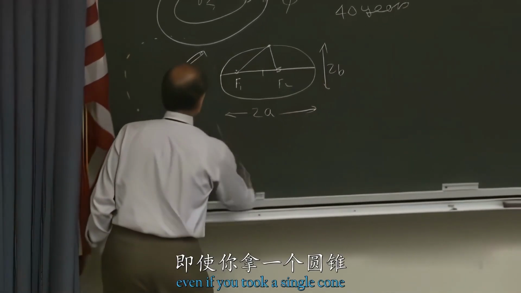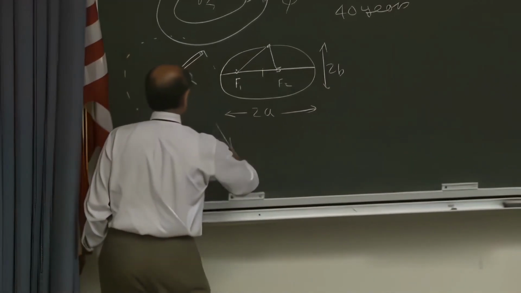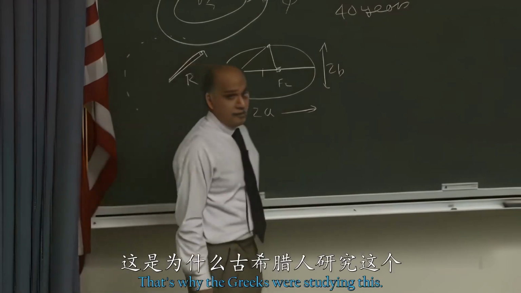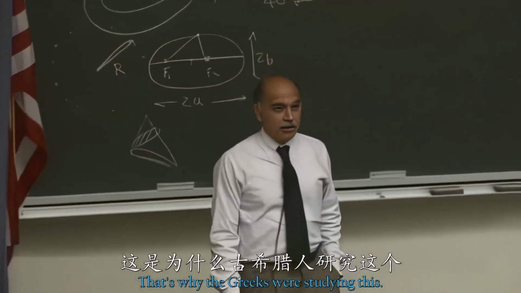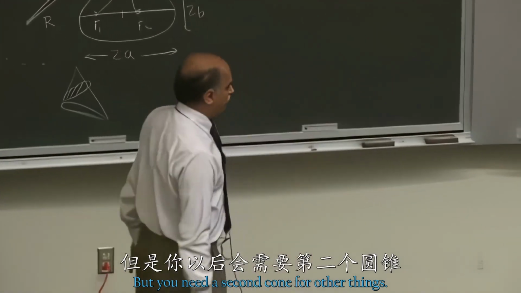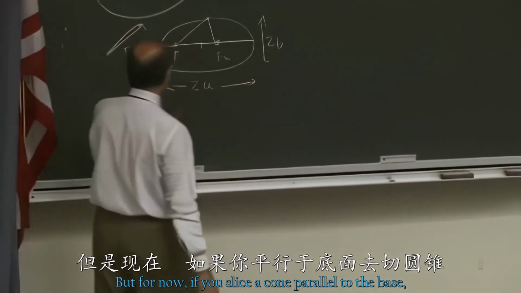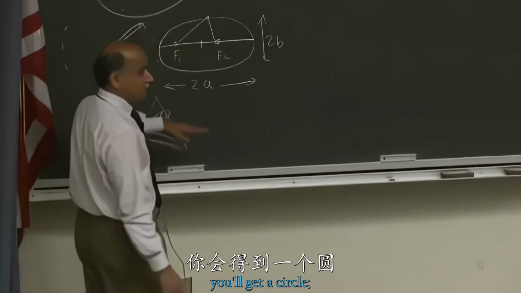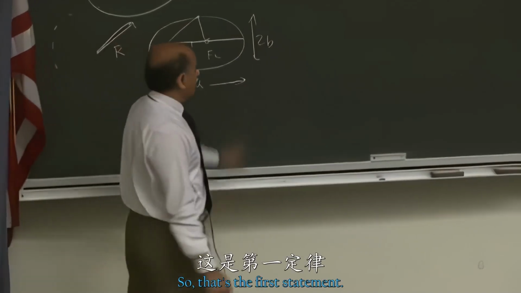I think for our purpose, even if you took a single cone and you cut it at some angle, that would be an ellipse. That's why the Greeks were studying this. But you need a second cone for other things. If you slice a cone parallel to the base, you'll get a circle. At an angle, you'll get the ellipse. So that's the first statement.